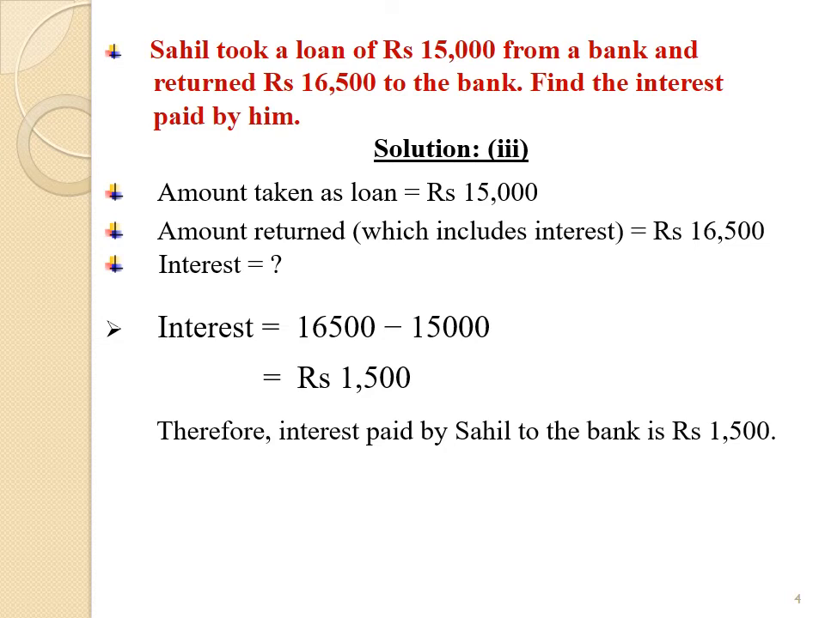Students, note that the extra amount returned is called interest. Here, Sahil took a loan of rupees 15,000, but he paid back rupees 16,500, which is more than rupees 15,000. Thus, the extra amount paid back by Sahil is called interest, which is rupees 1,500.